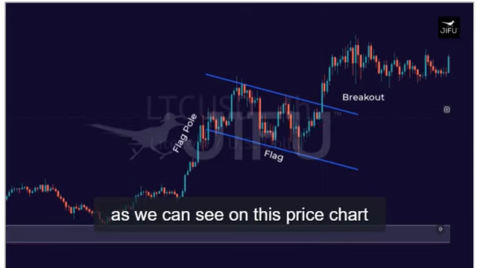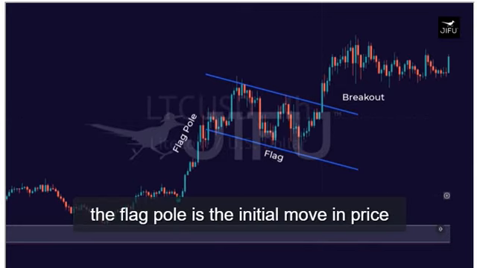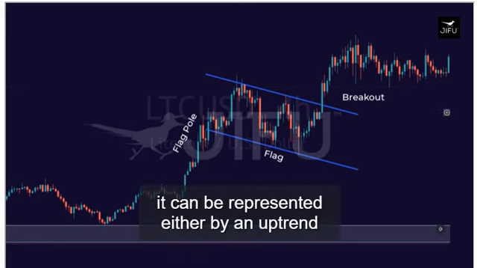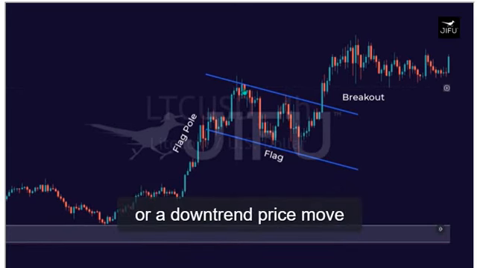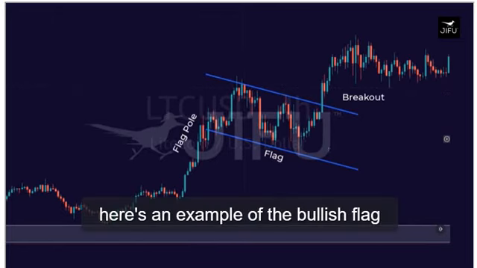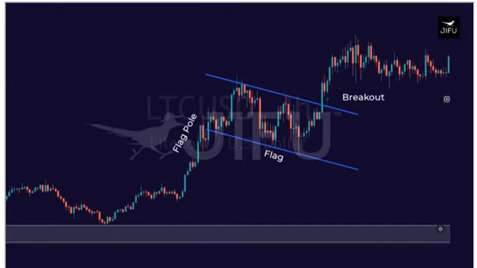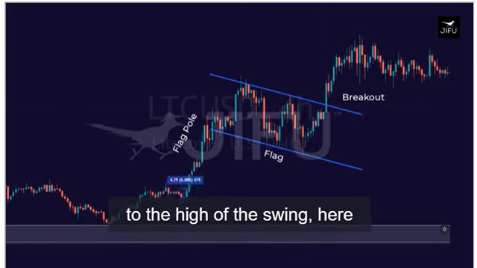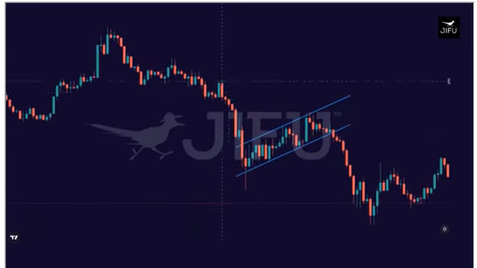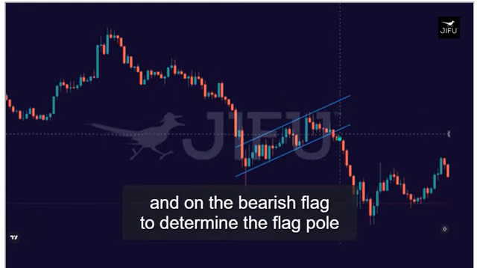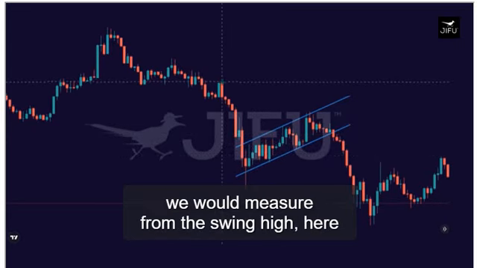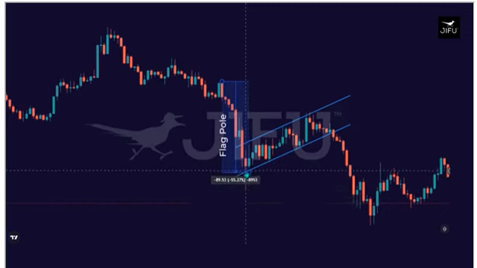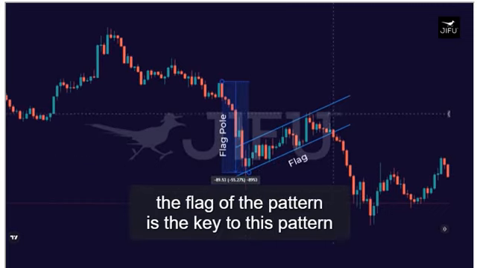As we can see on this price chart, the flagpole is the initial move in price. It can be represented either by an uptrend or a downtrend price move. Here's an example of the bullish flag. To determine the flagpole, we would measure from the swing low here to the high of the swing here. And on the bearish flag, to determine the flagpole, we would measure from the swing high here to the low of the swing here.